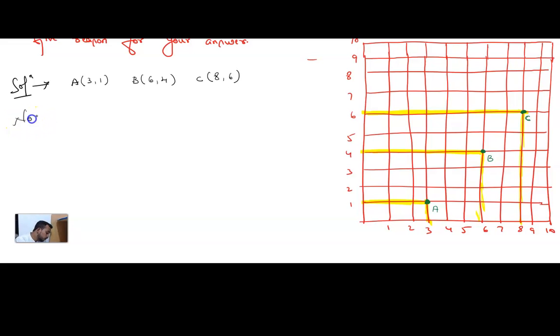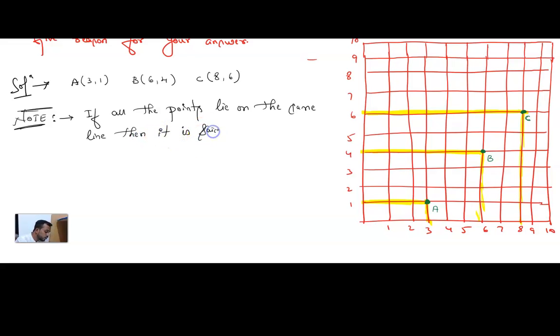Remember the note, actually this is a note, okay? Note means you need to remember. If all the points lie on the same line, then it is said to be collinear, right? If all the points lie on the same line, then it is said to be collinear.